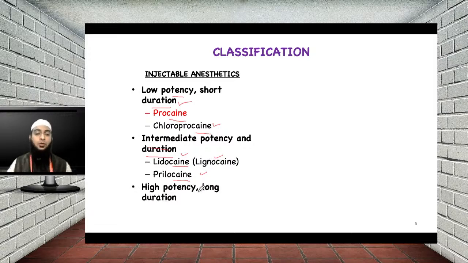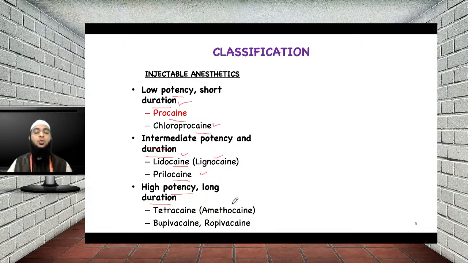The third category is high potency. Since these drugs have high potency, their duration of action is also long. The drugs belonging to this category are tetracaine and bupivacaine, and also ropivacaine. These are the drugs of high potency and long duration. So based on the time needed for performing the minor surgery, you can select a drug from the category of low potency and short duration, intermediate potency and duration, or high potency and long duration.